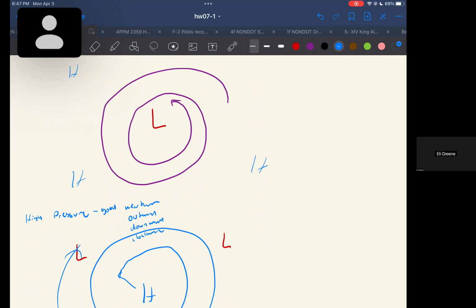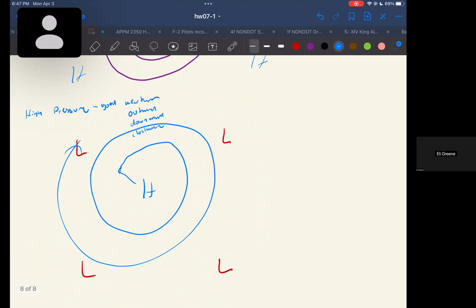What? Sorry, what? You said the air wants to go upward. The air is going up. Yes.